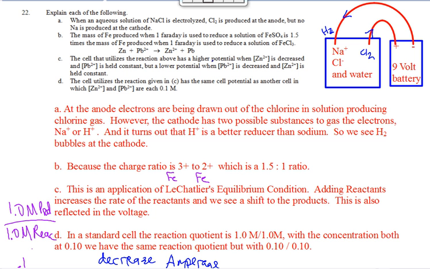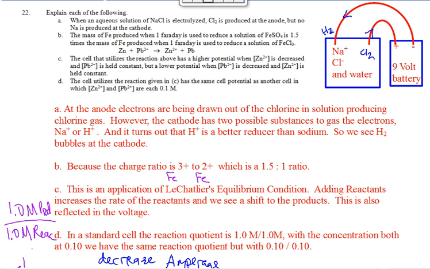22. Explain each of the following. This is interesting. When an aqueous solution of sodium chloride is electrolyzed, Cl2 is produced at the anode and no sodium is produced at the cathode. How weird. So, we have a very amazing drawing on the right with a 9-volt battery. I can tell it's a 9-volt battery because it's clearly labeled with all 9 volts right there, and 2 wires sticking in a salt water solution.